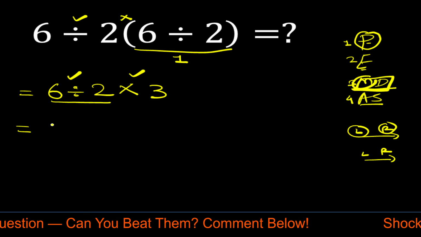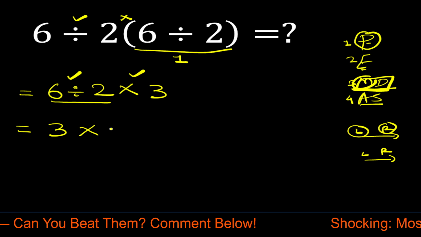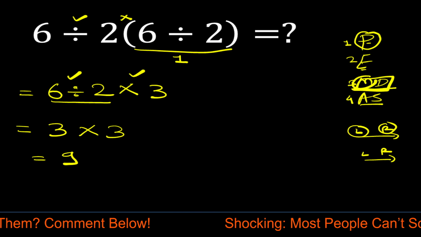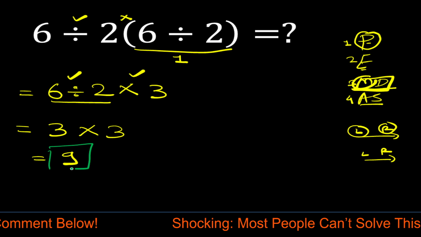So now 6 divided by 2 is equal to 3 times 3. Now 3 times 3 is equal to 9. So the correct answer is 9, right?